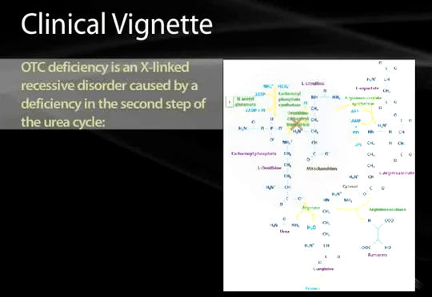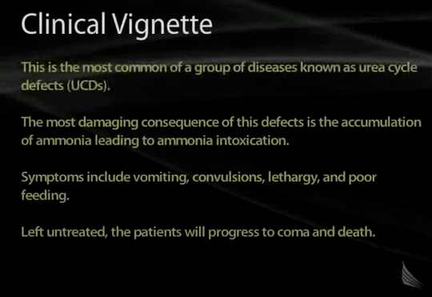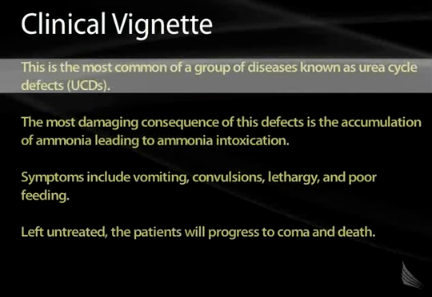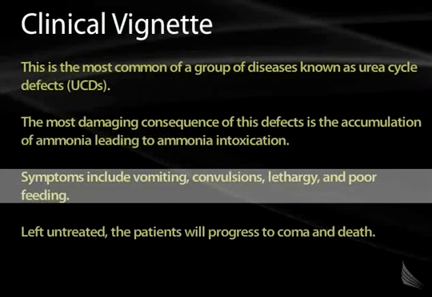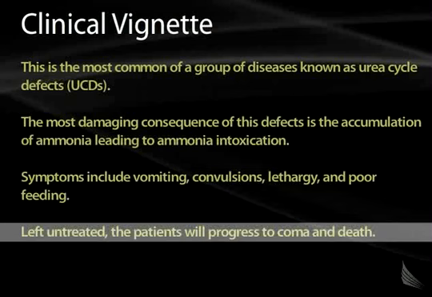OTC deficiency is an X-linked recessive disorder, so mostly seen in boys, and is caused by a deficiency in the second step of the urea cycle, which is ornithine transcarbamylase, or another word for it is ornithine carbamoyl transferase. This is the most common of a group of diseases known as the urea cycle defects. The most damaging consequence of these defects is the accumulation of ammonia, leading to ammonia intoxication. And this causes symptoms including vomiting, convulsions, lethargy, and poor feeding. Left untreated, these patients will progress to coma and death.